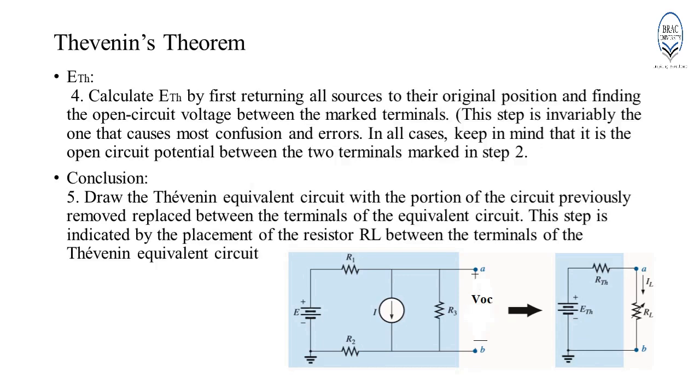The next step is to determine E Thevenin. E Thevenin is basically the open circuit voltage between the marked terminals. In order to determine E Thevenin, we need to replace all the sources as they were connected in the original network. For example, for this particular network, E Thevenin is equal to the open circuit voltage between the marked terminals A and B. So, in order to determine VOC, we need to reconnect the voltage source E and the current source I as they were in the original network. Then we have to determine VOC.